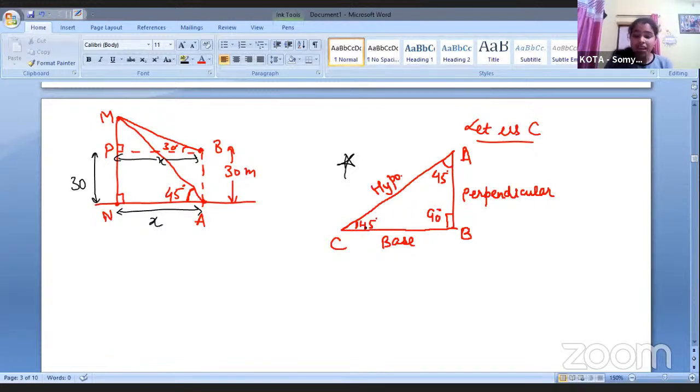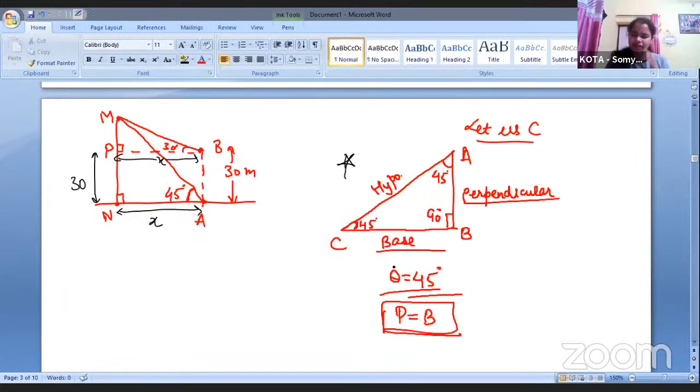Now, whenever this concerned angle is 45 degrees, what will happen in this particular case is P will be equal to B, because it will turn into an isosceles triangle, so the two sides will be equal. So perpendicular will be equal to base. Anywhere you see 45 degrees, where a right angle is there, so 90 has to be there, if you observe 45, quickly just apply this relation, P is equal to B.